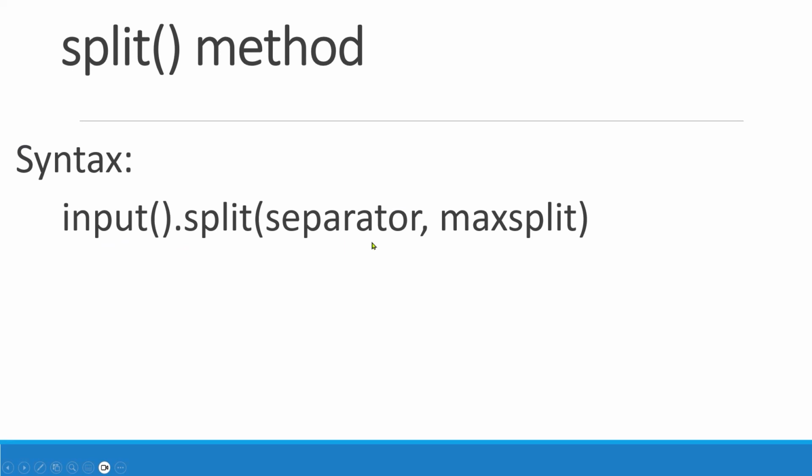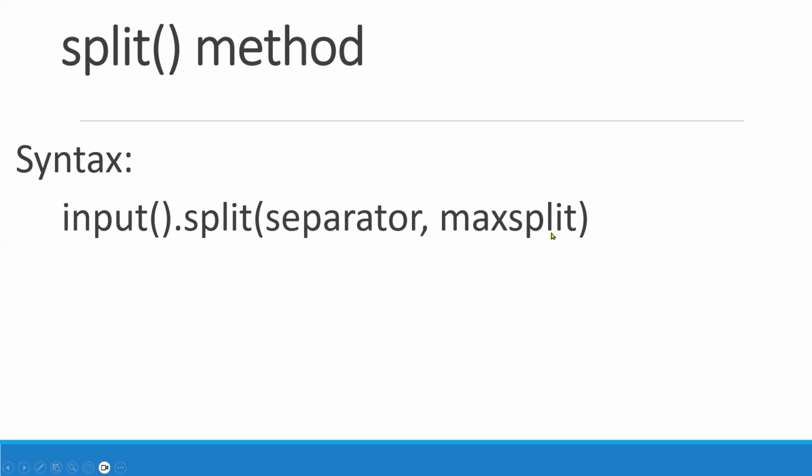And then we have the separator. This is the delimiter. The string splits at the specified separator. Separator can be a comma, exclamation point, or whatever separator you code. If it is not provided, then it will be a white space.